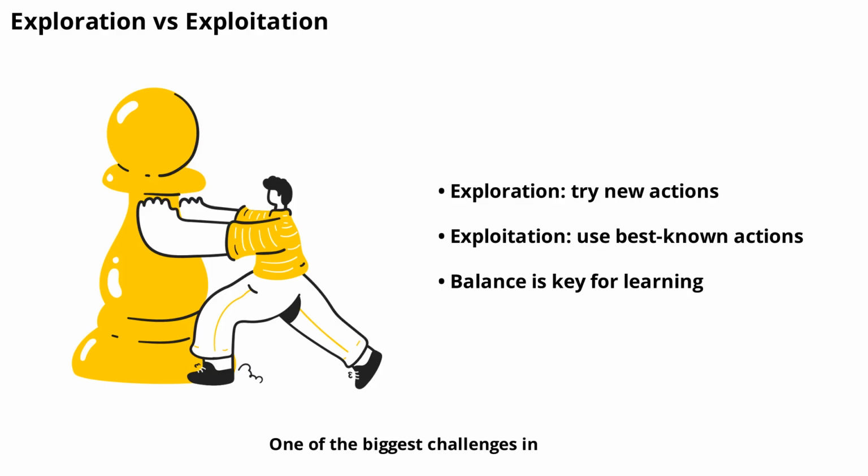One of the biggest challenges in RL is balancing exploration and exploitation. Exploration means trying new actions to discover their effects, while exploitation means using known actions that yield high rewards. If the agent only exploits, it might miss out on better strategies. If it only explores, it may never settle on a good policy. Successful RL agents find a balance, gradually shifting from exploration to exploitation as they learn more about the environment.